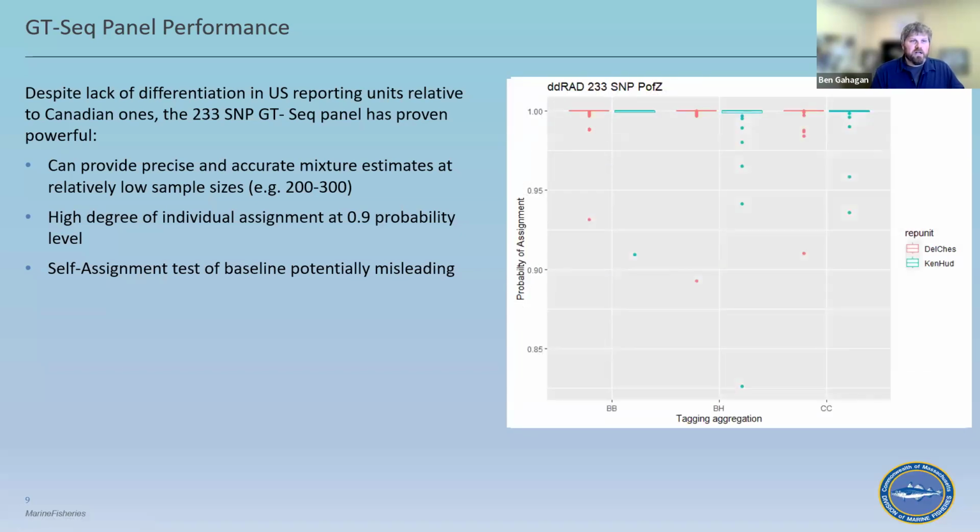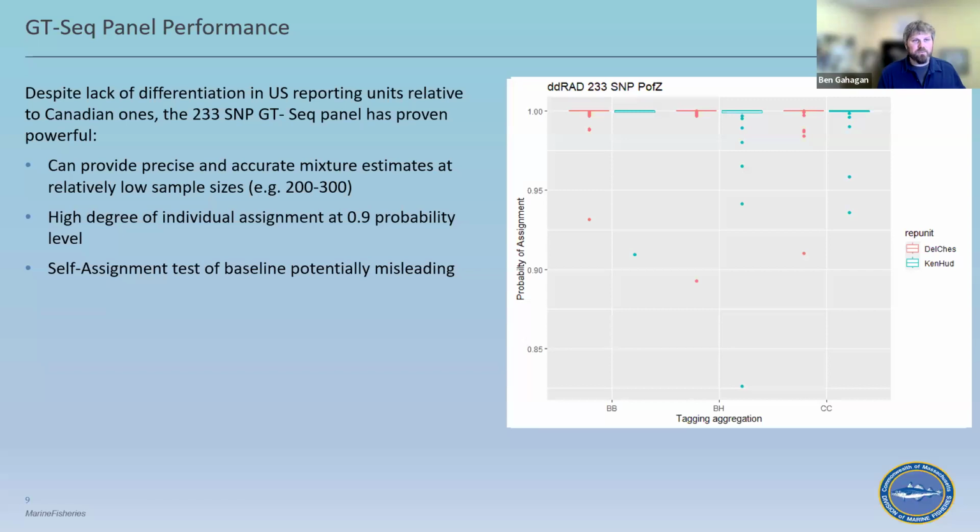So that was for mixture estimates. When we looked at individual assignments, it also performed very well. This is a figure showing the posterior probability of assignment for about 250 fish. Some of them are left off. You can see probability of assignment on the y-axis and the tagging aggregation. This is part of an acoustic telemetry study. I'll get into a little bit more depth following this, where we tagged in 3 different locations.